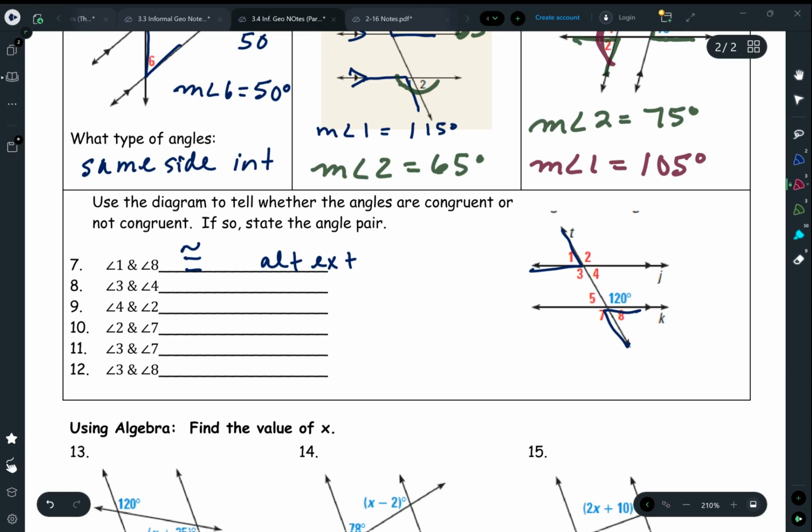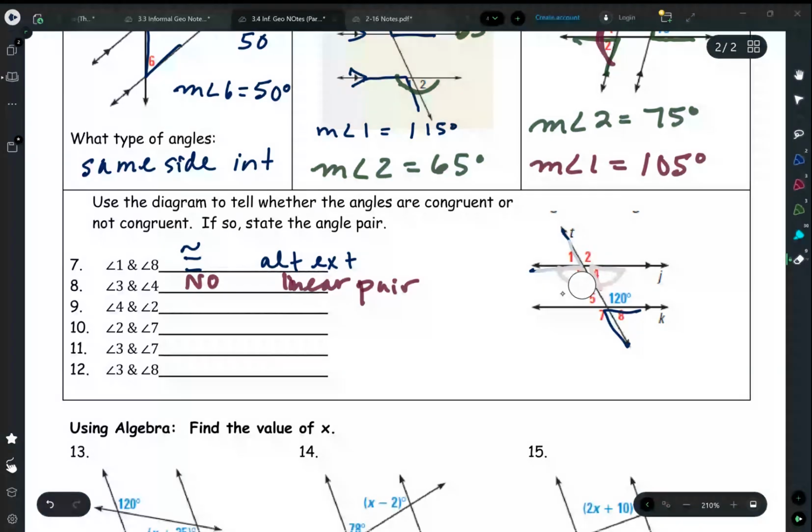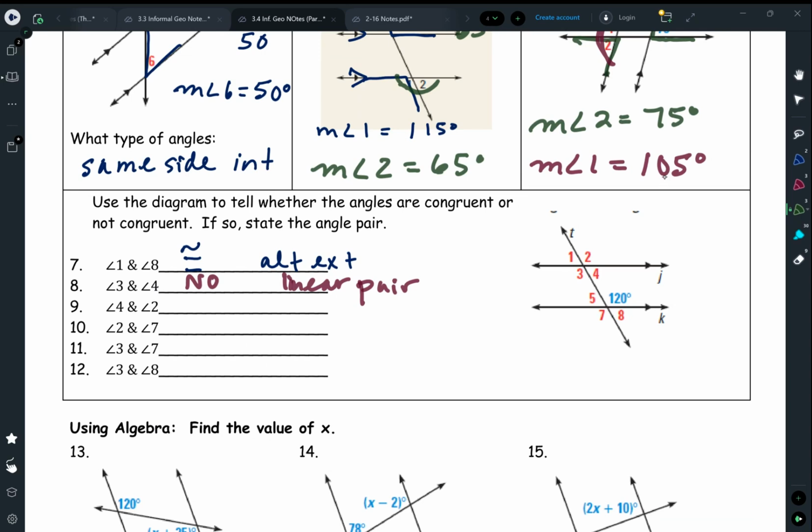For the next one, angle 3 and 4. 3 is right here, 4 is right here. So those are making up a linear pair. And so they are not congruent. I'm going to write no. Linear pair. So really they add to 180. Okay, for the third one, angle 2 and angle 4. So angle 2 and angle 4 are right here next to each other. So this is going to be a no again. They are a linear pair.